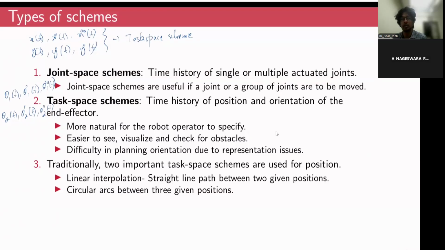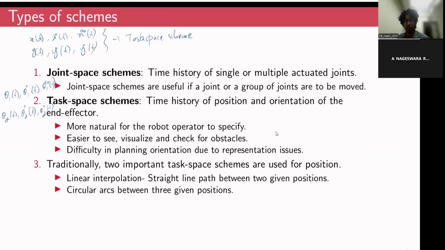If your robot has a single joint, you only need to generate a single trajectory for that. Or if your robot has multiple joints, such as an RR robot, you will have to generate multiple trajectories. And essentially, you can implement any of the schemes: a straight line, cubic, quintic, cycloidal, or even the case with parabolic blends. So joint space schemes are useful if a joint or a group of joints are to be moved.